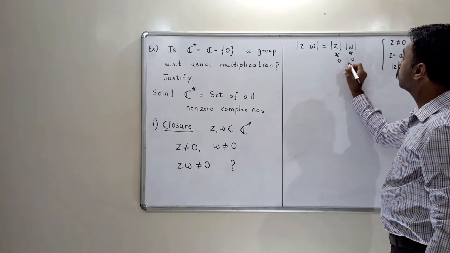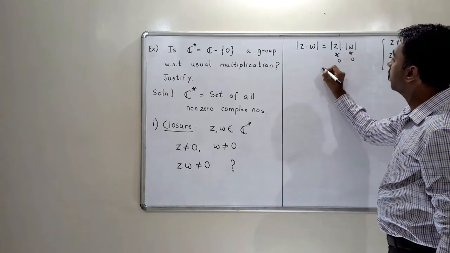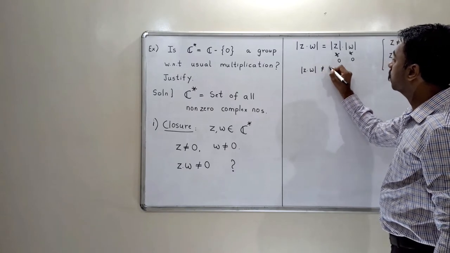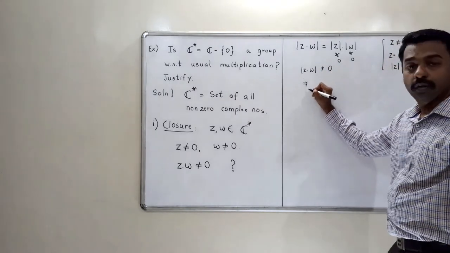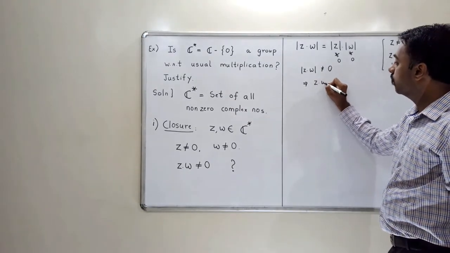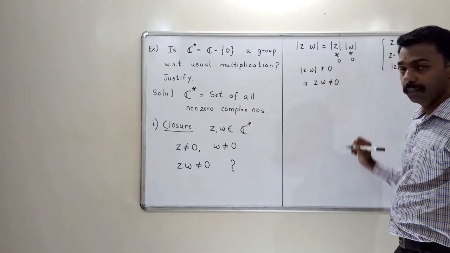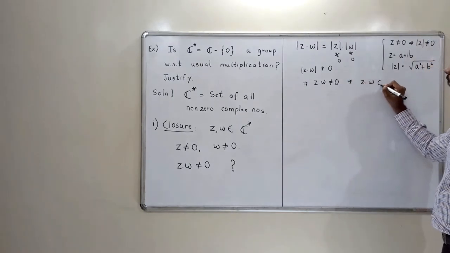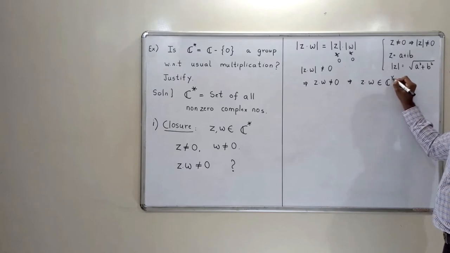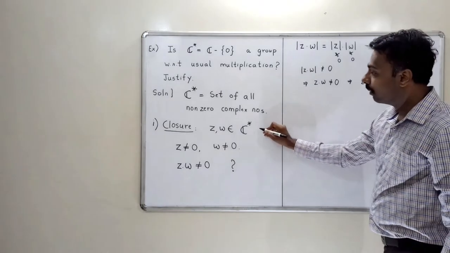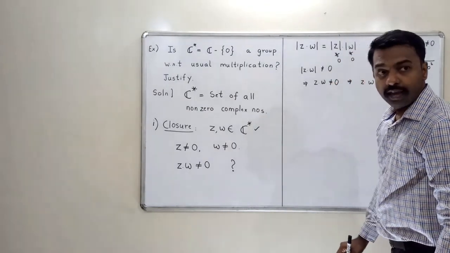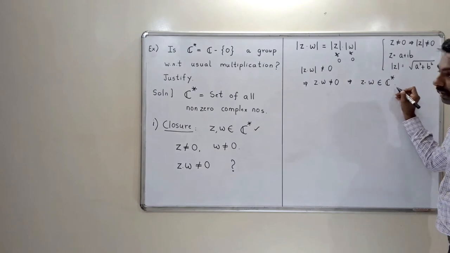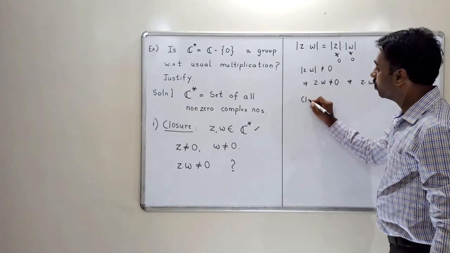Therefore, this is a product of two numbers, both non-zero, and therefore mod of Z dot W cannot be equal to 0. This means the complex number Z into W is a non-zero complex number, and therefore Z dot W does belong to C star. So Z and W both belong to C star, and now I have proved that the product Z into W also belongs to C star. Therefore my closure holds.